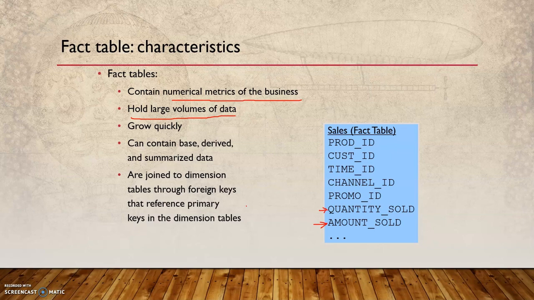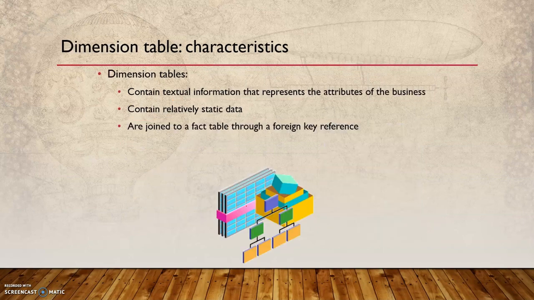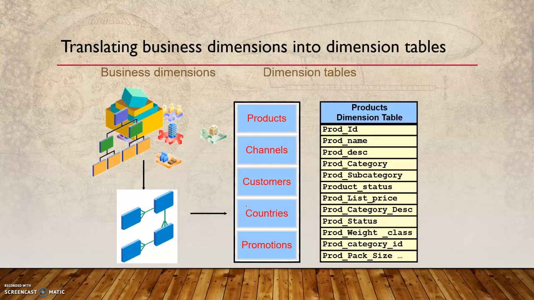So these are the characteristics of the fact table. And then the dimension table is where you have one dimension. As I said, it could be a stores dimension or a country dimension. So those are the dimensions. And translating the business dimension into dimension tables itself is always kind of a tricky issue.